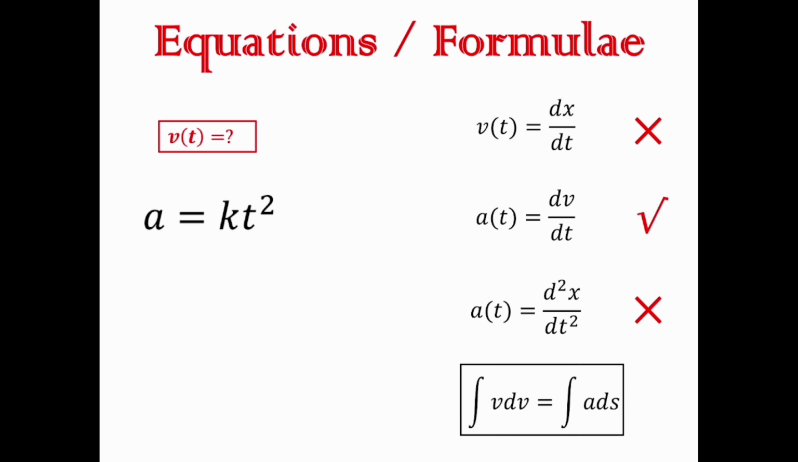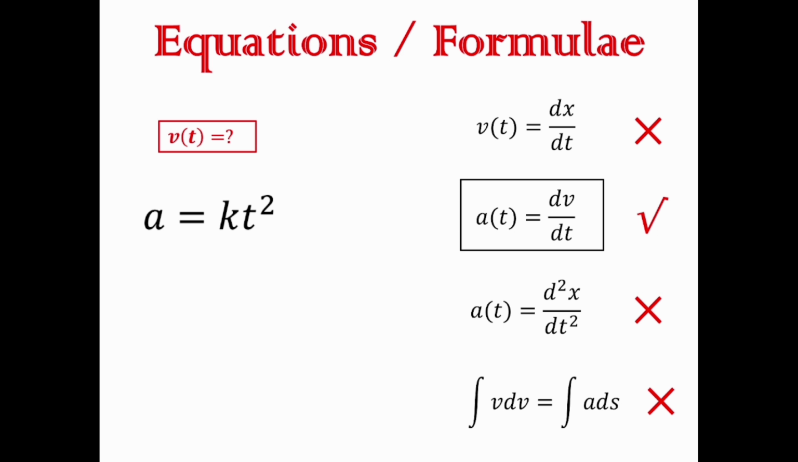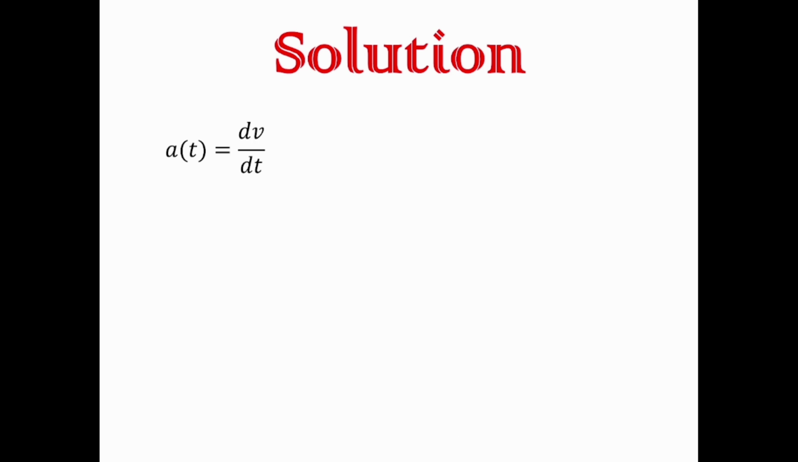And the last equation has velocity, displacement, and acceleration, but no time, so it's not suitable, knowing that what has been given to us is a relationship between acceleration and time, and we're looking for velocity. So basically, we have identified the equation that we'll use to solve our problem. The next thing is to solve.